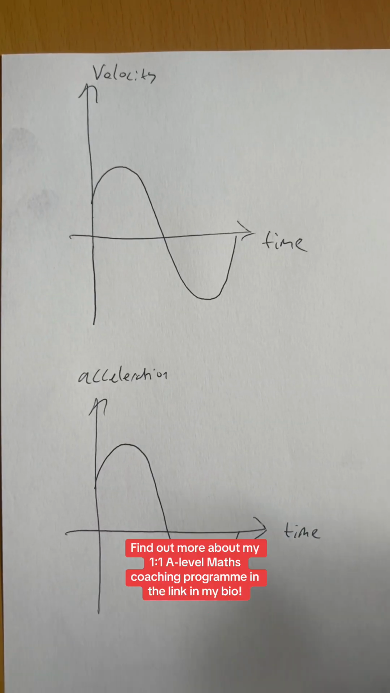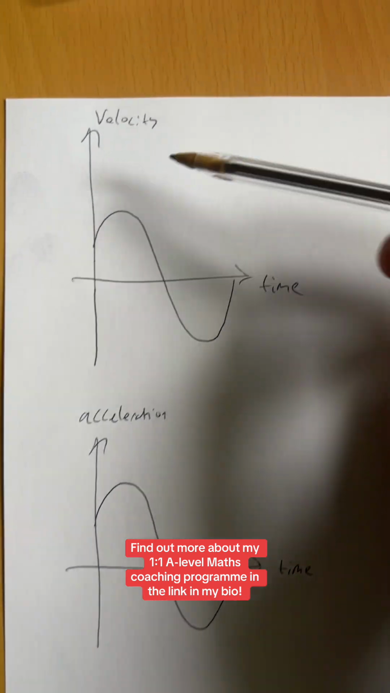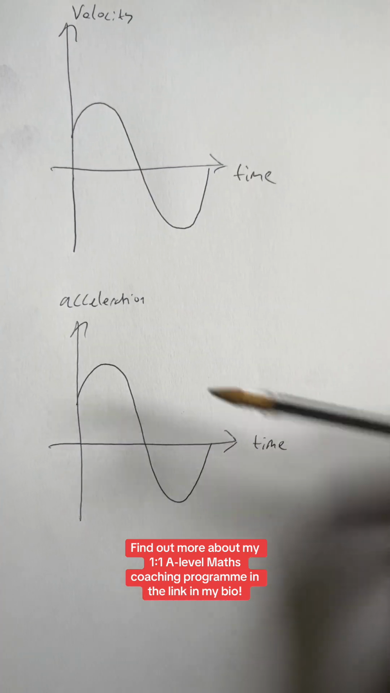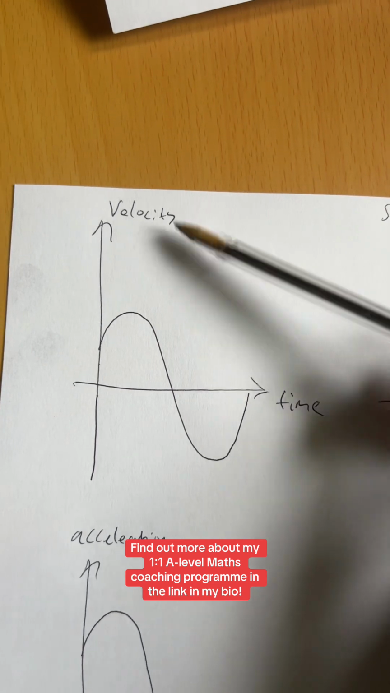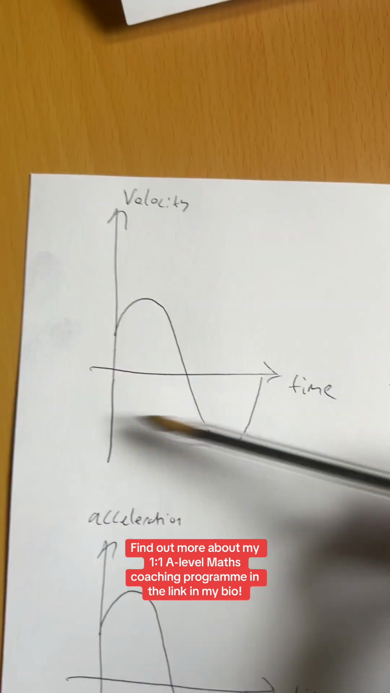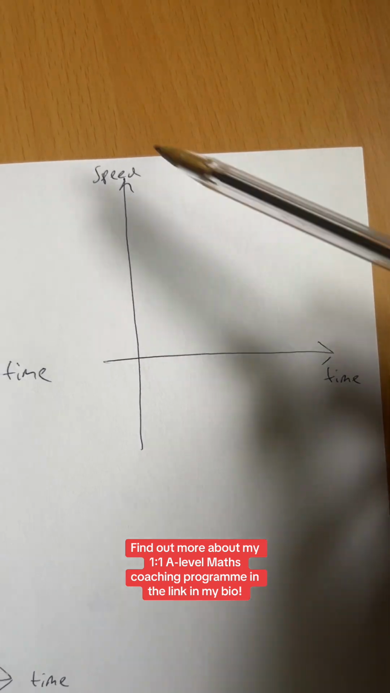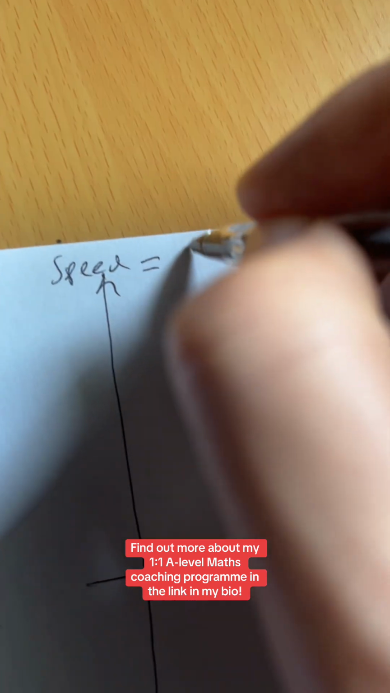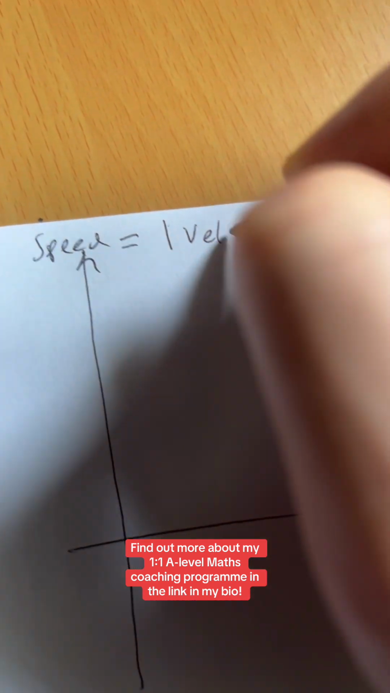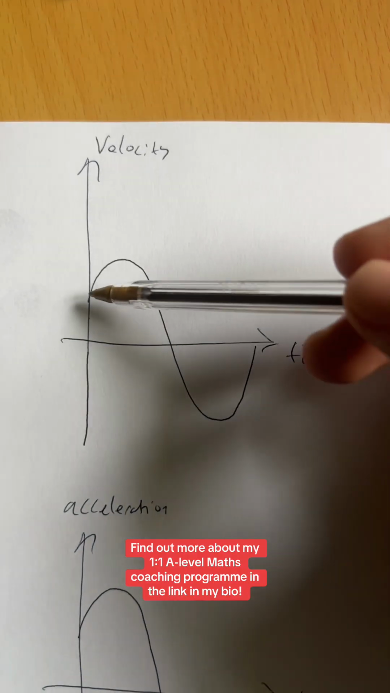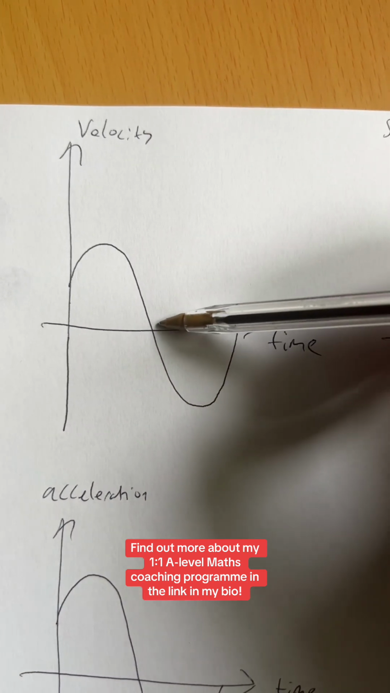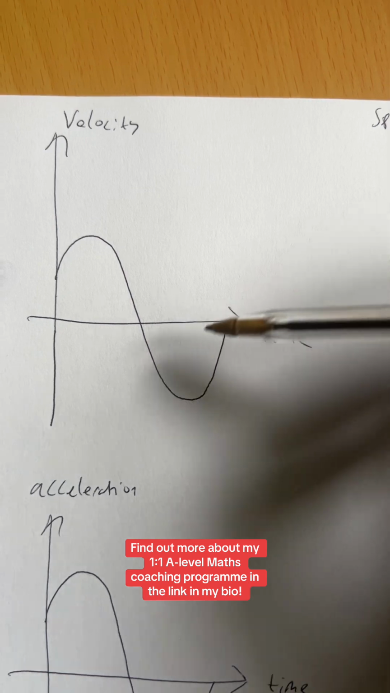So what I've done here is I've just drawn some random graphs, a velocity time graph and an acceleration time graph. Now, as we should know, speed is a scalar, velocity is a vector. So what if we had to use this graph to now go and draw a speed time graph? What you need to understand is that speed is the magnitude of velocity. So in other words, it is the modulus of velocity.